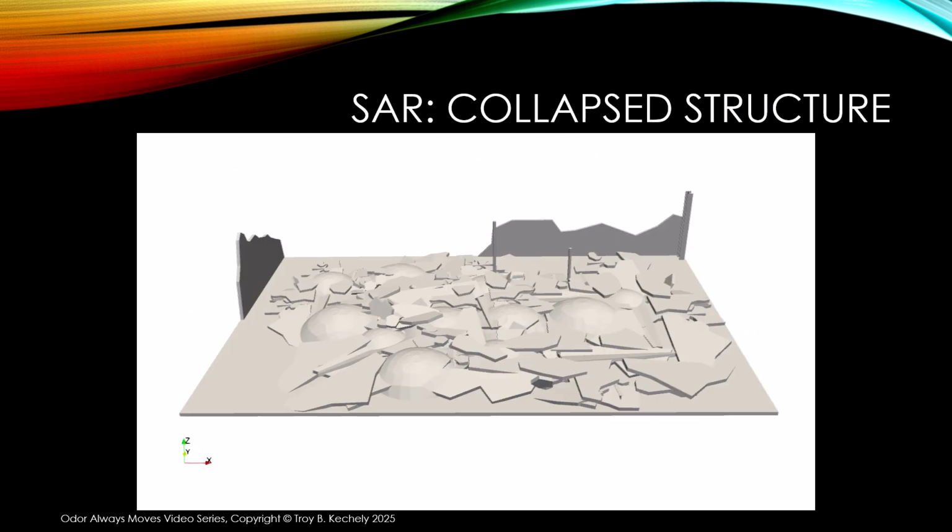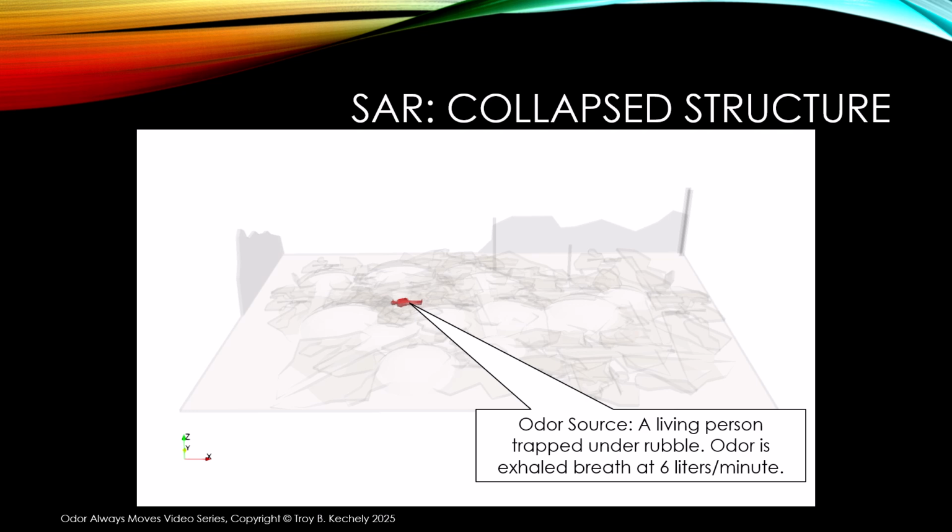So what does this look like in a real world setting in relation to odor? We're going to use a search and rescue scenario. This is a collapsed structure. Buildings collapsed, however, earthquake, whatever. And you can see some partial walls still standing, one on the left, one on the backside. And you can see all the rubble and debris. But what you can't see here is that buried beneath that is a human being. And they're breathing. And that's what I use for my odor source, so about 6 liters per minute. And I just use the properties of what a person exhales on any given day.